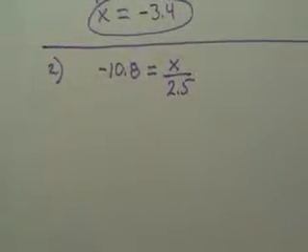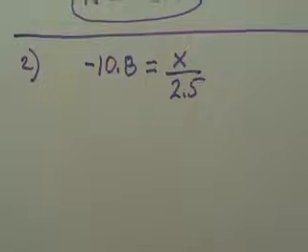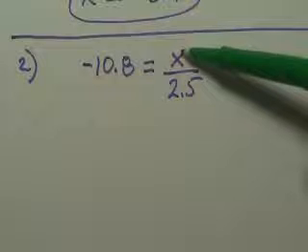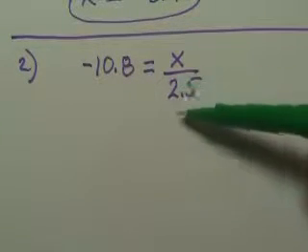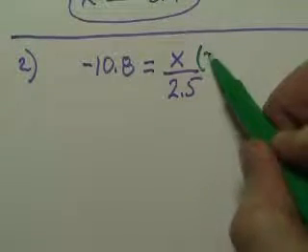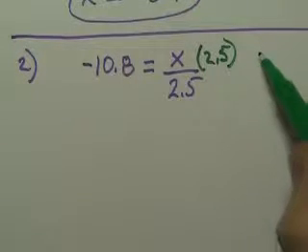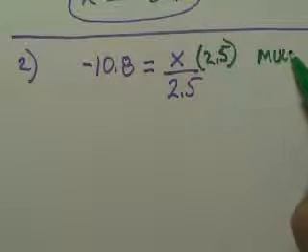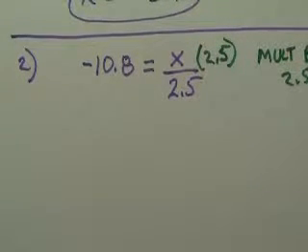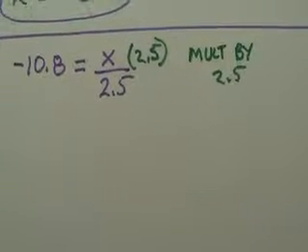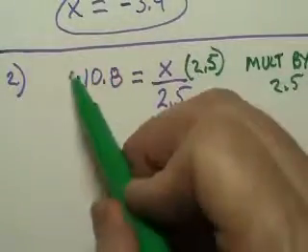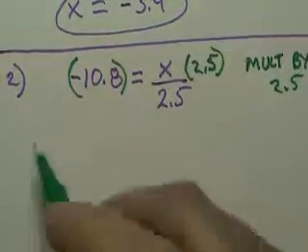Here's our next problem. So I want x by itself. To get rid of it, I have to get rid of the 2.5. This is divided by 2.5, so I'm going to be multiplying by 2.5. Okay, I'm going to put right here, multiply by 2.5. Multiply by 2.5. That's what I'm going to do to both sides. So I'm going to multiply the other side by 2.5. When you do that, put this in parentheses also.